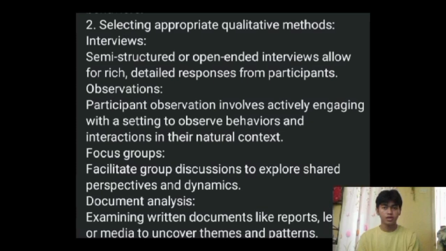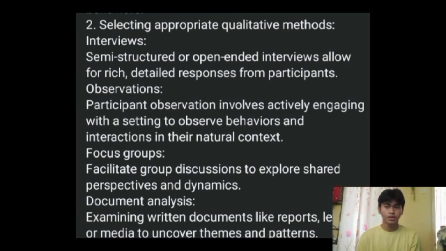appropriate qualitative methods such as interviews. Semi-structured or open-ended interviews allow for rich, detailed responses from participants. Or observations, when you are trying to observe someone. Participant observation involves actively engaging with a setting to observe behaviors, so you can observe their interaction in their natural context. And focus group discussion, or FGD, facilitates group discussions to explore shared perspectives and dynamics.